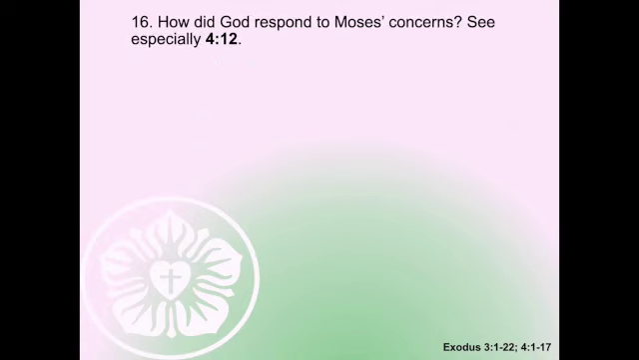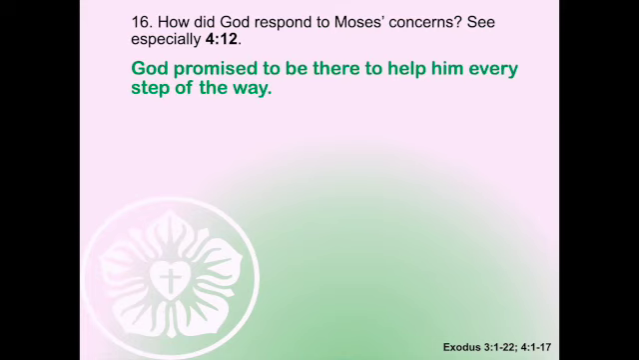Number 16, how did God respond? Looking especially at chapter 4, verse 12. So that he would fight for people. He just gave them 3 miracles so that they would believe him. All right. When he said that they might not understand him, God just kind of said that he would make it so they would. Mm-hmm. Yeah, excellent. God promised to be there to help him. It's kind of the way it's summarized.